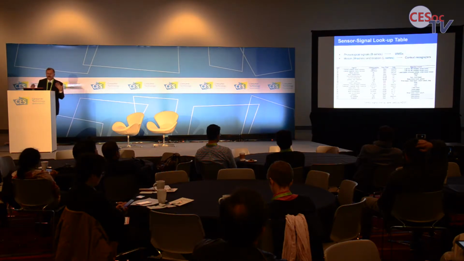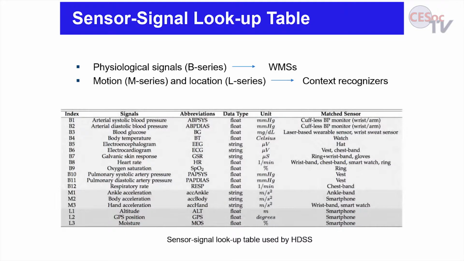So we have already lots of these sensors on our body. The B-class sensors are the ones that are collecting the physiological signals. M-class are the motion, and L-class are the location sensors. And they come in various form factors. And the M and L-class sensors are really recognizing our context.